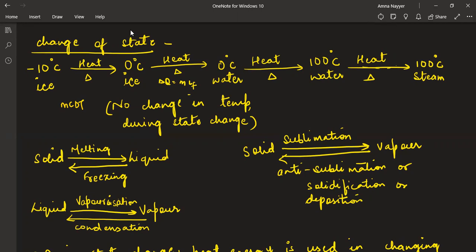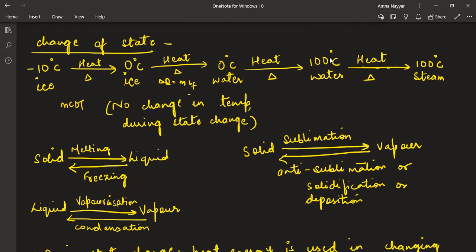So when you provide heat, the state will change. From minus 10 degrees Celsius it was ice, heat was given, 0 degrees Celsius ice, then again heat is given, 0 degrees Celsius water. Then again heat is given. Now what is happening? Water is remaining water only, and the temperature is reaching the boiling point of water. So initially we had minus 10 degrees Celsius ice. Now what is happening? Change in temperature.